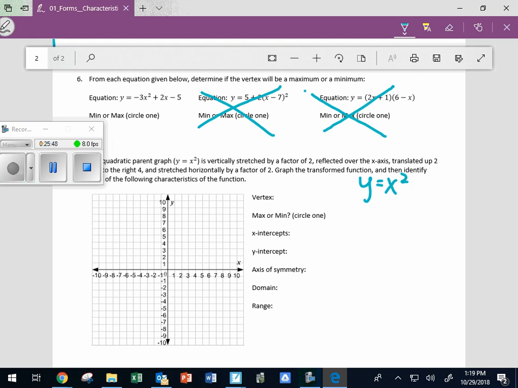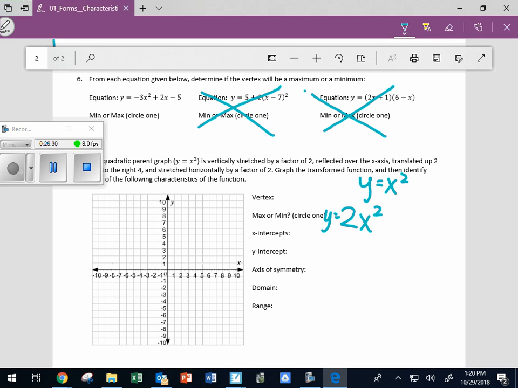That's our original function. What's one thing that we have to do to change this? Vertically stretch by 2. Okay, so if we're doing a vertical stretch, does that mean we are actually using a 2, or does that mean we're using a 1/2? It's a vertical stretch. We're actually using 2? All right, so we have 2x squared now, right?